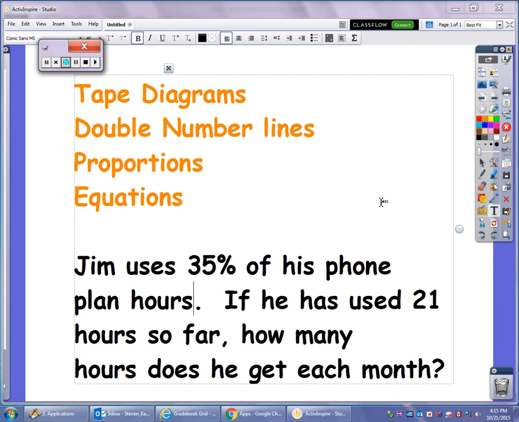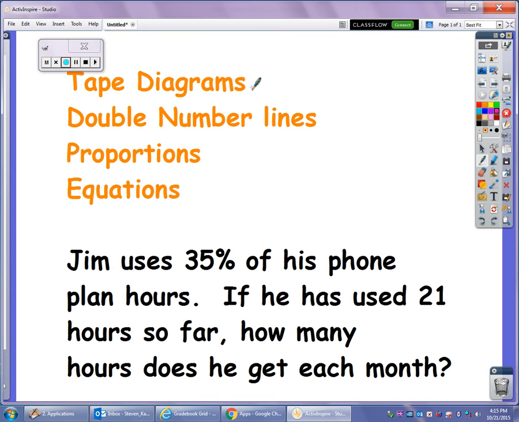Please make sure you have a piece of paper handy because you're going to do some problems with me, and that'll be the best help. In class, over the last couple of days, you've learned how to solve percent problems using four different methods. Actually, right now you don't know the fourth method, but you will. But you've definitely learned tape diagrams, double number lines, using proportions, and the last thing is how to turn this problem into an equation.